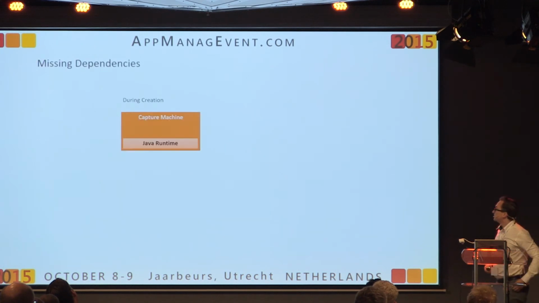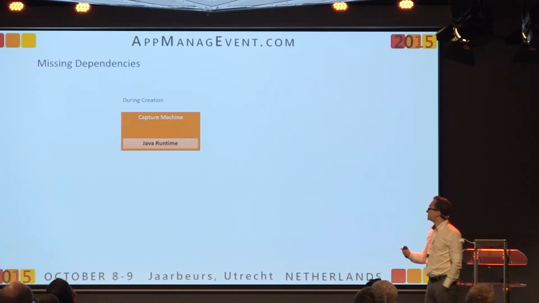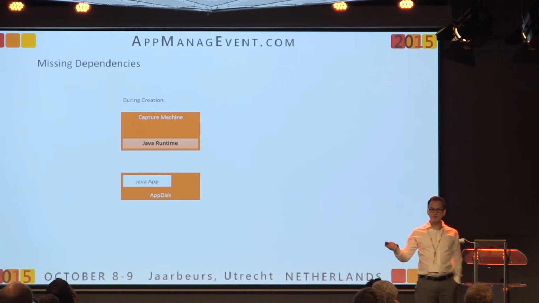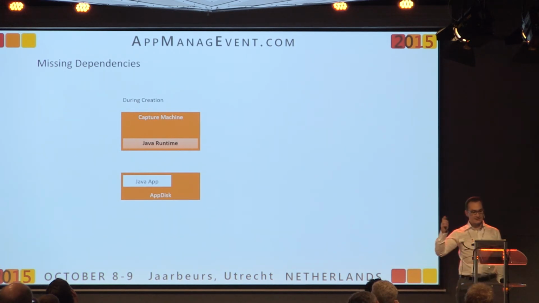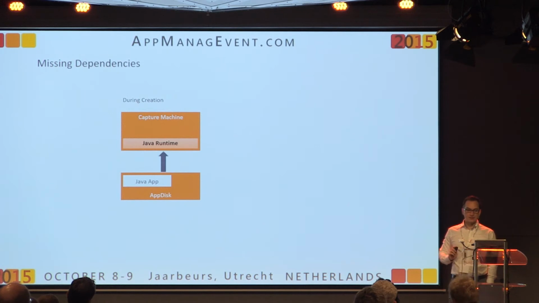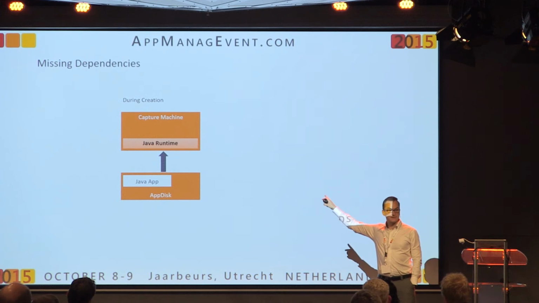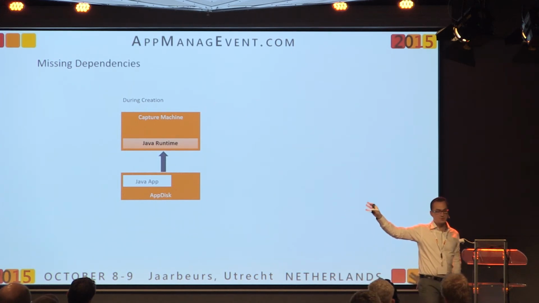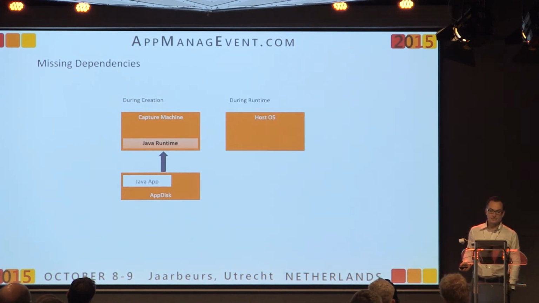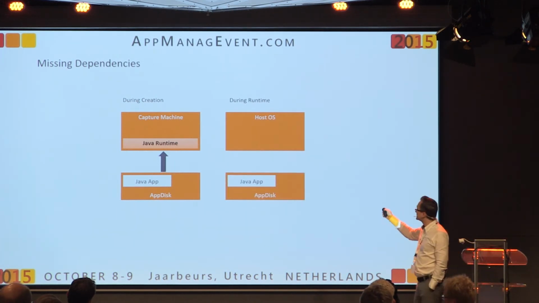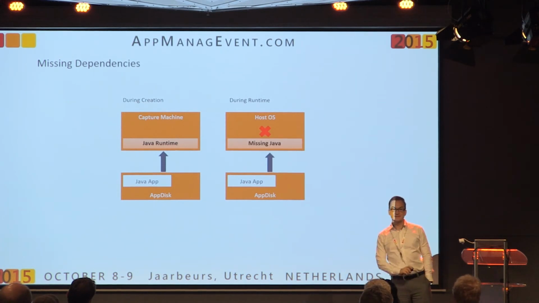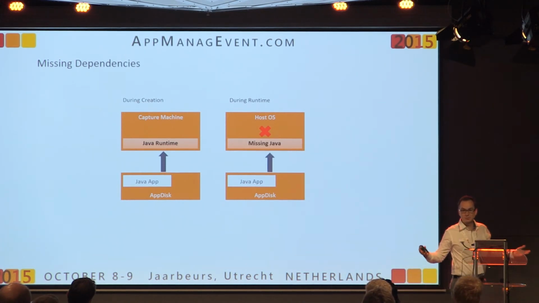So the next one is missing dependencies, and I touched on this earlier. When you're capturing a layer, an MSI, or an AppV package, it doesn't really matter. If you have a machine that is not 100% clean, you could end up capturing, let's say, a Java app, but you've got the Java runtime on the machine from a previous run or as part of the corporate build, or however it got there. And then you take this AppDisk or AppV package or whatever it is and deploy it somewhere else, and the host OS hasn't got the runtime, obviously the app's going to break.